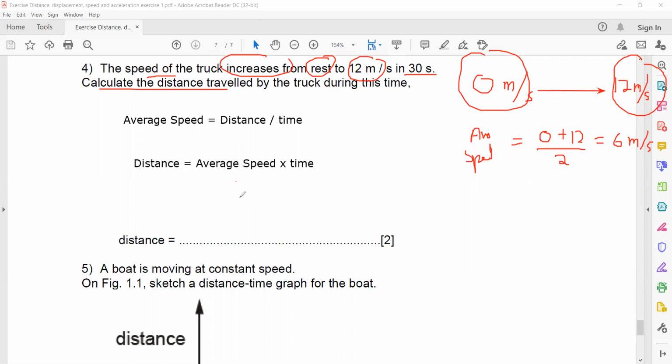So the average speed is 6 multiplied by the time, which is 30. So 6 multiplied by 3 is equal to 18, and then the 0 is there. So the total distance traveled will be 180 meters. Is this question clear? Whenever two speeds are given to you in a question, you have to calculate an average speed. Is it clear?